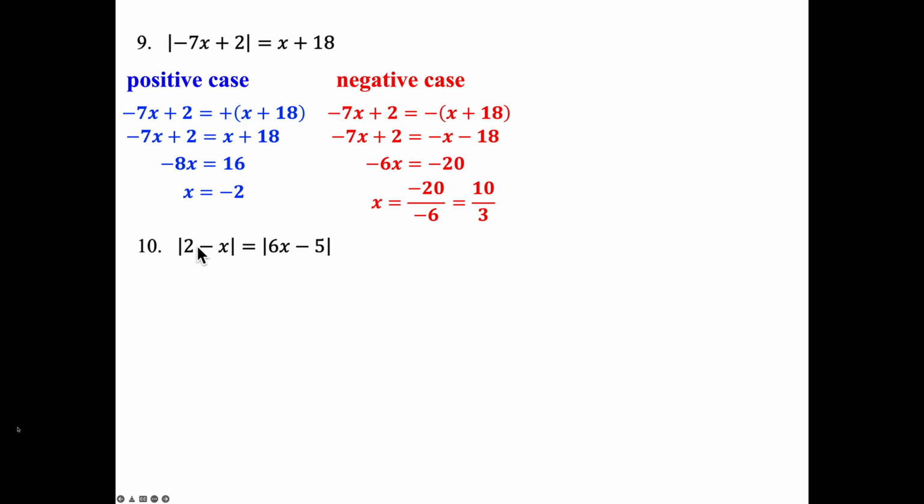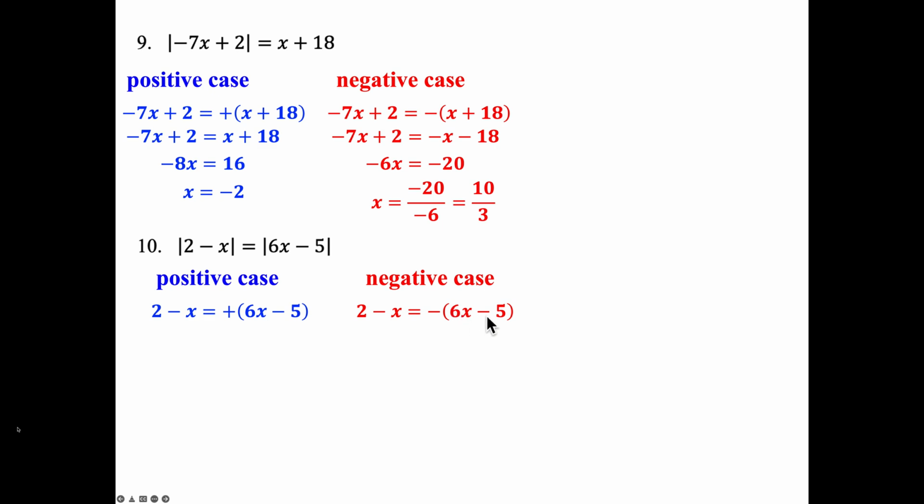So I'm going to leave this alone, but I'm going to make a positive case for positive 6x minus 5. And then I'm going to make a negative case. 2 minus x equals a negative times the binomial in parentheses 6x minus 5. It doesn't matter which one you do, just stay consistent. If I took this and put the plus and minus sign in front of this binomial and kept this the same, you will still generate the same answers.